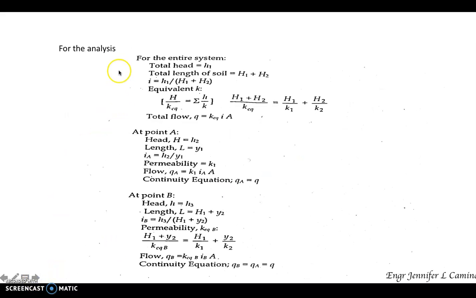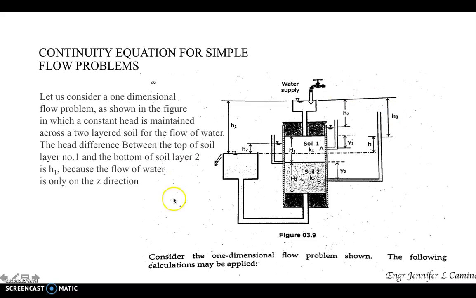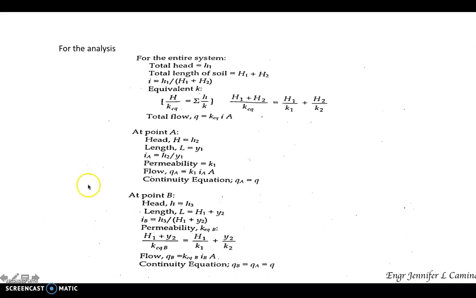For our analysis, if we consider the entire system, meaning the entire setup, for this particular one-dimensional flow problem, our total head is equal to H1. That is from the surface of the inlet towards the surface of the outlet. So that is our total head, which is H1. The total length of the soil is H1 plus H2, which is the length of soil 1 plus the length of soil 2.